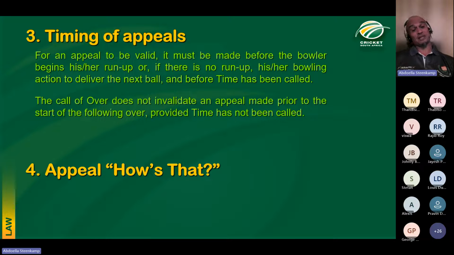The law goes even further by saying, even if you call over, it doesn't invalidate an appeal made prior to the start of the following over, as long as you didn't call time. So even if it was the final ball of the over, as long as the bowler for the next over didn't take his or her first step, that appeal is still valid. You can still appeal. But just be prepared that if you're going to give a batter out so long after the fact, there's going to be a tsunami of players towards you.